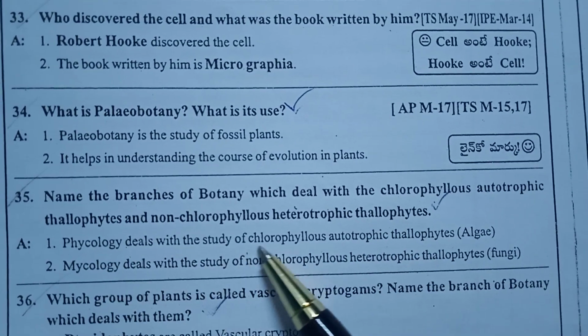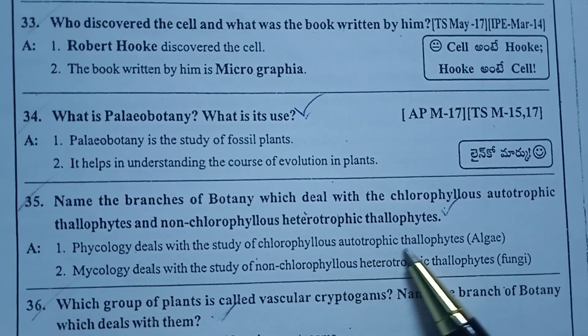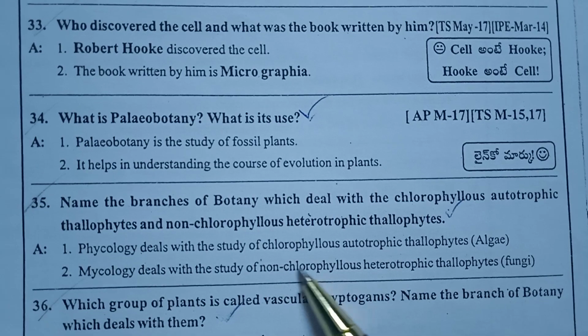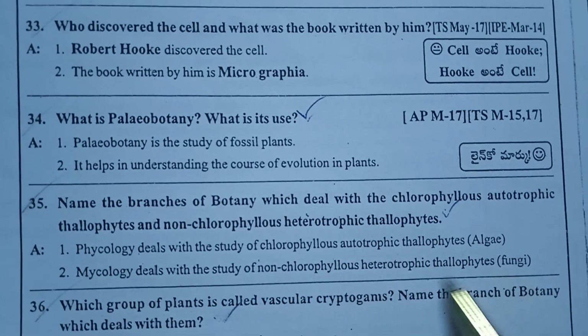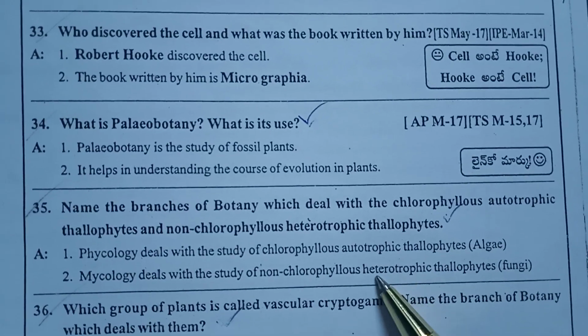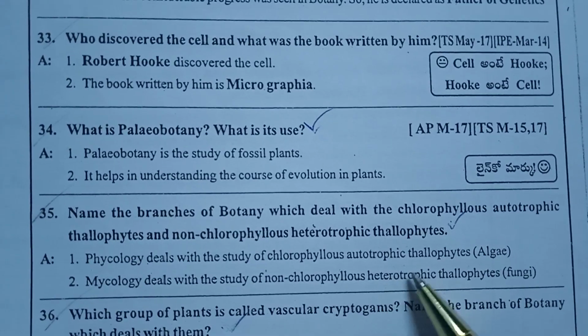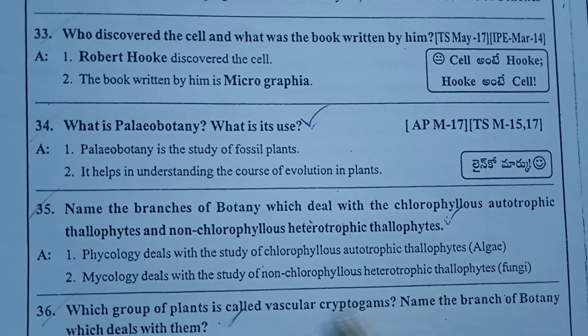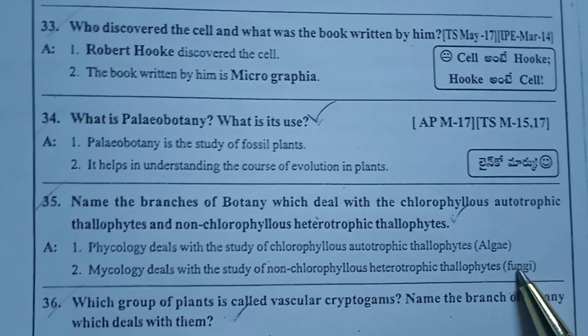Phycology deals with the study of chlorophyllous autotrophic thallophytes. Mycology deals with the study of non-chlorophyllous heterotrophic thallophytes. Hetero means it depends on others for their food. Here the example for phycology is algae. For mycology, the example is fungi.